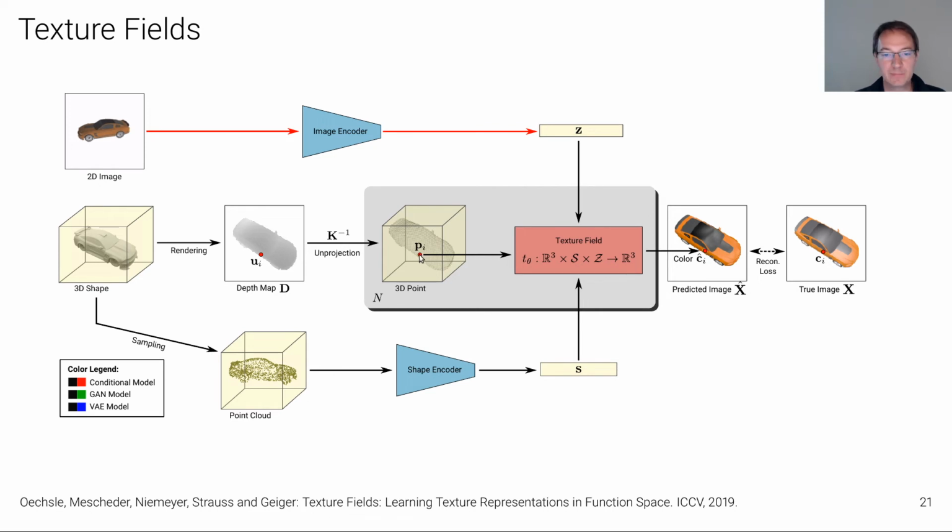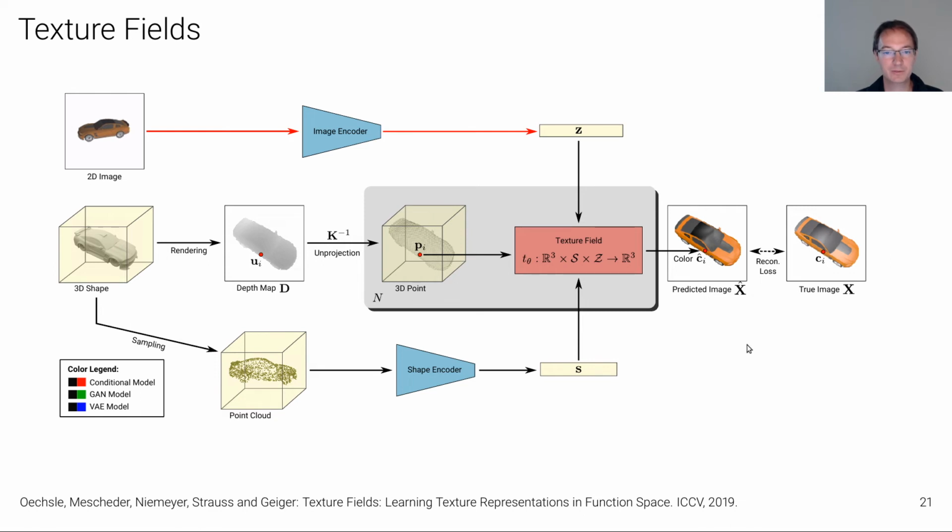So that for every pixel that corresponds to that depth map, we can then get the 3D point and query what we call the texture field for the color value. The texture field gets the 3D location as input, the shape encoding, and the image encoding, and predicts an RGB color value. And we train this using a reconstruction loss.